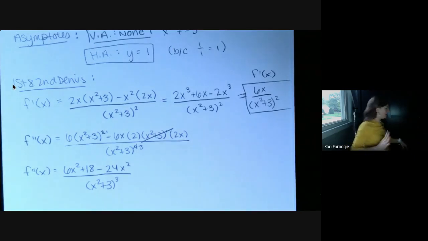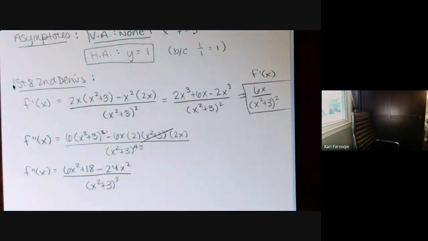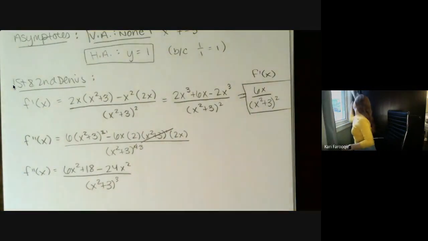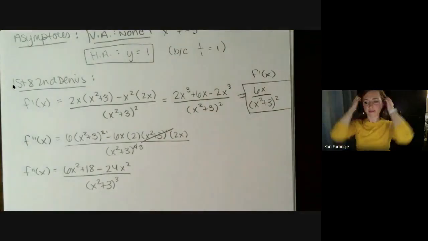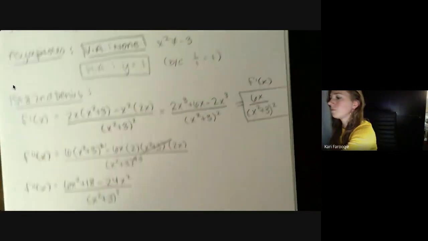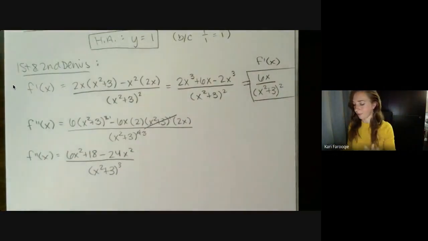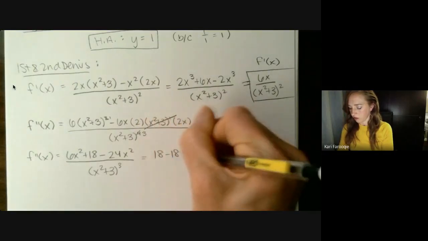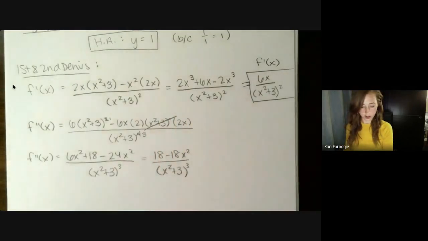I need to put on my nighttime lighting in here because I cannot hardly see. Oh, okay. Then we'll have 18 minus 18x squared divided by x squared plus 3, quantity cubed.